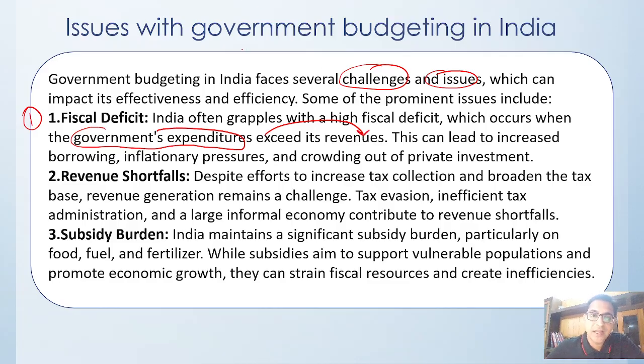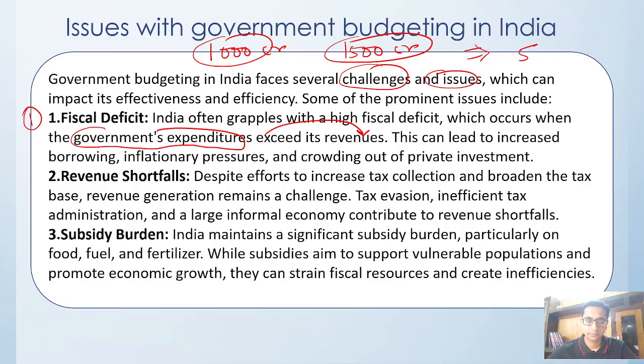That means if your revenue is rupees 1000 crore and your expenditure is 1500 crore, that means there is a deficit of 500 crore. So this is called fiscal deficit. That means our expenditures are more than our revenue. Because of that we need more borrowings, we have to do a lot of borrowings.